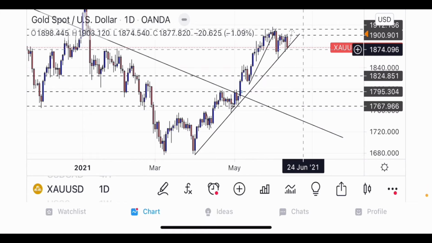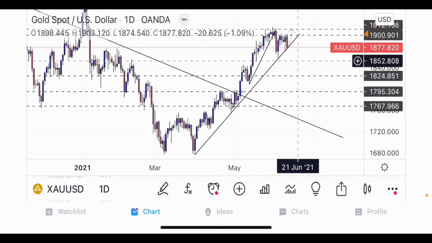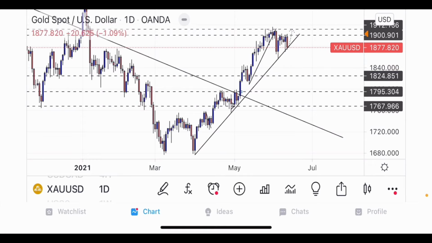And as soon as the inflation data starts to normalize, we're going to see some kind of drop all the way to 1820. And then as soon as the inflation starts to normalize, price is going to normalize on gold. And I think the price is going to go into the original direction, which is bullish. So we're going to have a small drop and then continue to the upside.